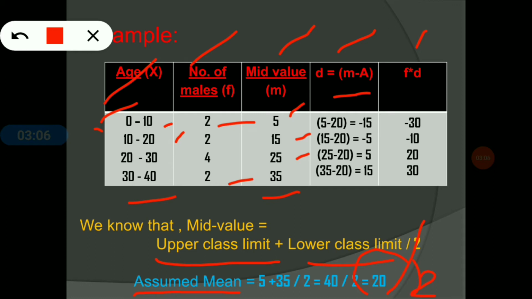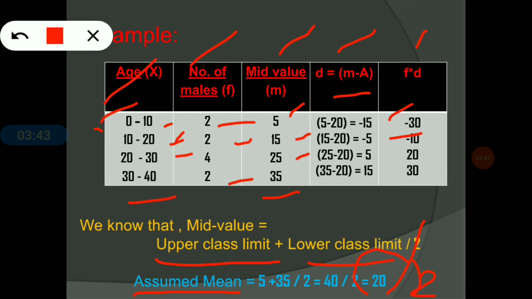So, now going to the fourth column for the calculation of the deviation value. For the first variable, m equals 5 and A equals 20. So, 5 minus 20, that means minus 15. Now, going to the second class, the mid value is 15 and the assumed mean is the same, 20. So, 15 minus 20, that means minus 5. And now going to the third one, the mid value is 25 and the assumed mean is 20.